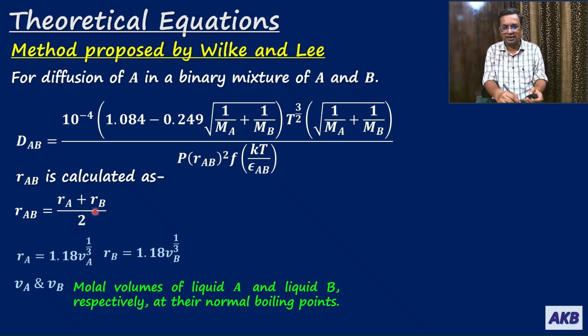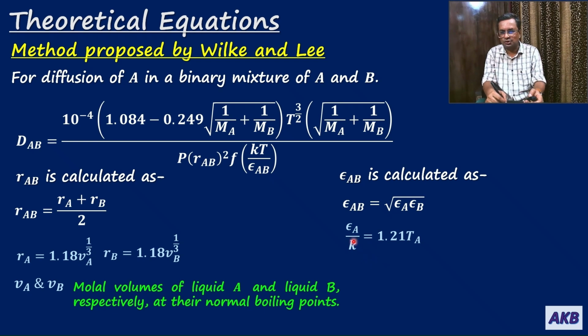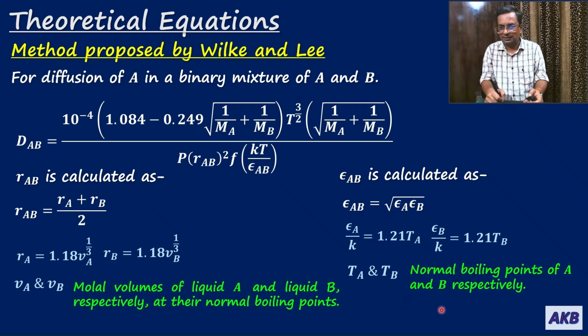And once you know RA and RB, you can get RAB by using this equation. Then epsilon AB you can calculate from this equation. Epsilon AB is equal to under root of epsilon A into epsilon B. Epsilon A by K is equal to 1.21 into TA, and epsilon B by K is equal to 1.21 into TB. In this case, K is the Boltzmann's constant, and TA and TB are the normal boiling points of A and B respectively.